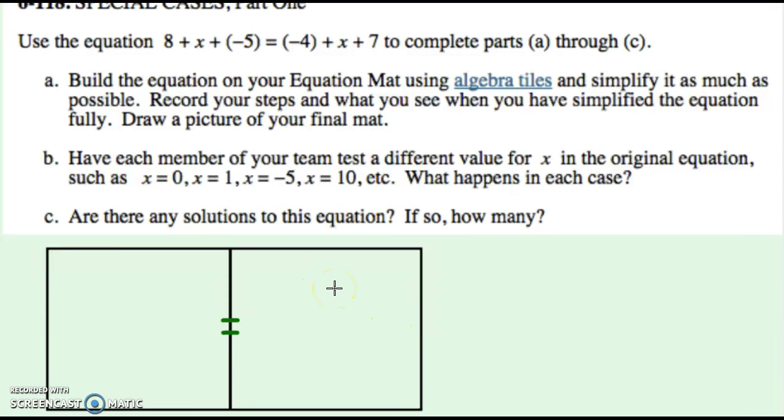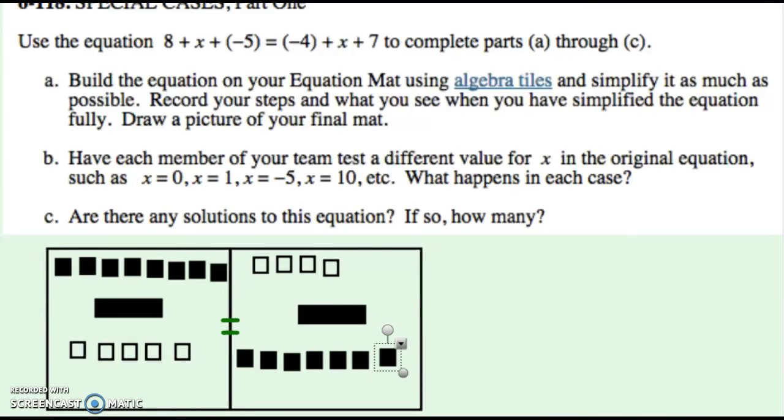Okay, by this point you should be able to do that on your own, so I'd like you to pause the video and draw both sides of the equation mat, and then when you are ready and want to check your answers with mine, you can press play. Here's what my two equation mats look like. I have 8 plus x plus negative 5 on my left, and then negative 4 and x and 7 on my right. So now I need to simplify both sides as much as I can.